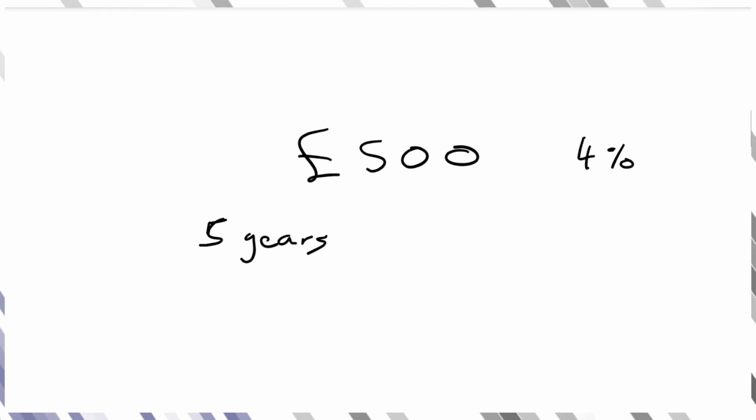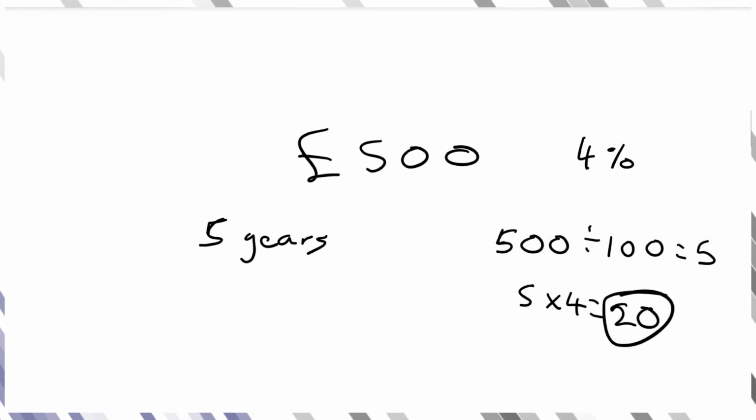First of all we need to work out 4% of £500. To do that we can just times 500 by 4 and then divide by 100, or we can divide it by 100 and then times it by 4. 500 divided by 100 is 5, and then 5 times 4 is 20. So £20 is the amount that we'll get each year.